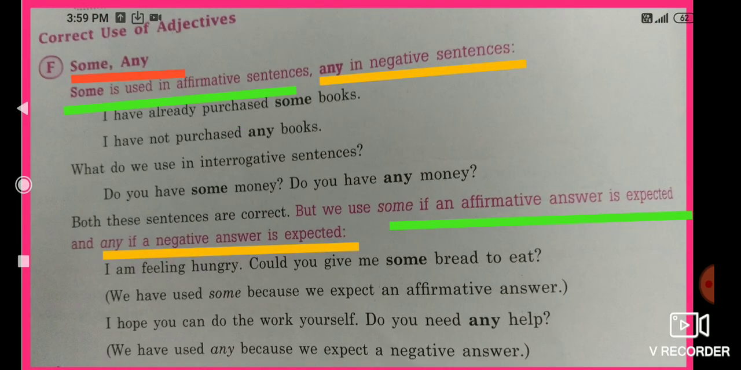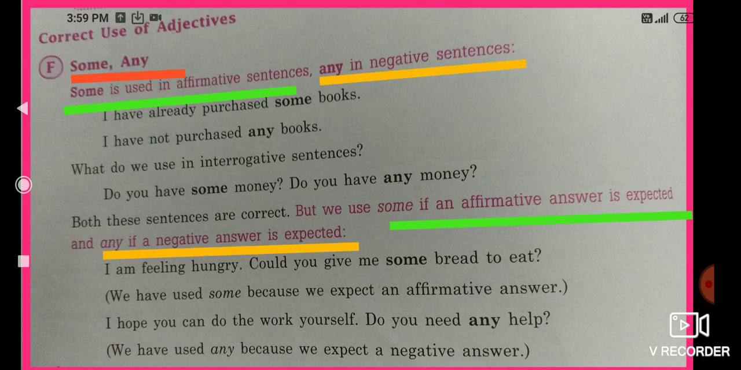Now we will learn the correct use of adjectives. There are some adjectives which can make you confused. So we will learn about their correct use. Some and any. Some is used in affirmative sentences when we are expecting answer in affirmative. And any is used in negative sentences and in those sentences when we are expecting negative answer.